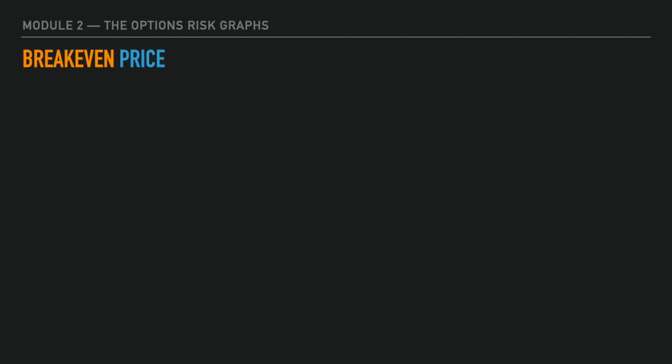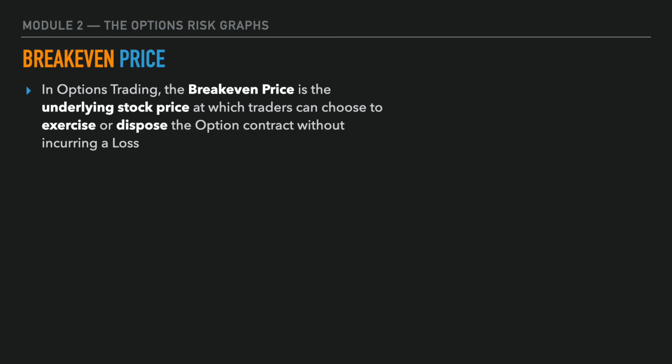Alright, let's move on. When it comes to risk graphs, there's one important thing we have to talk about, which is the break-even price. In options trading, the break-even price is the underlying stock price at which traders can choose to either exercise or dispose of the option contract without taking any loss. Or you can also look at it in this way.